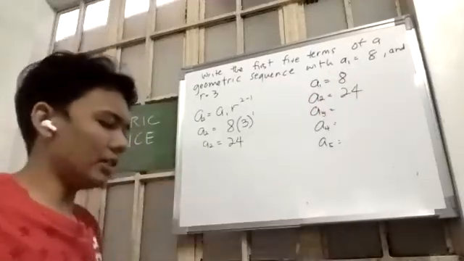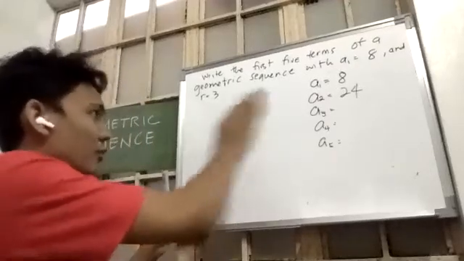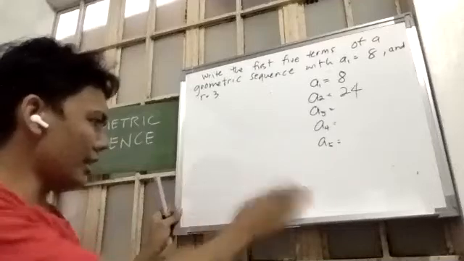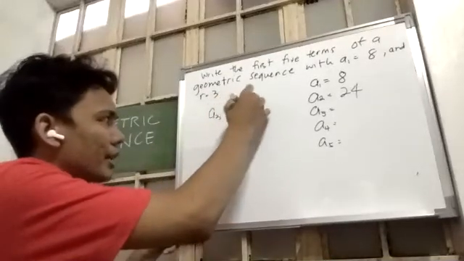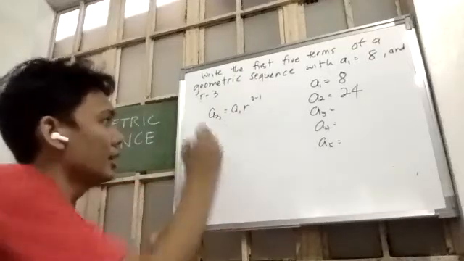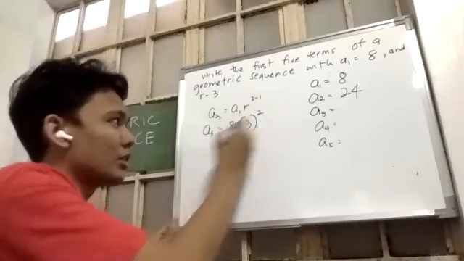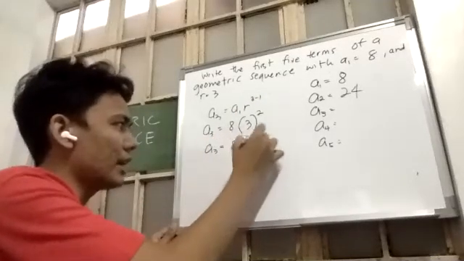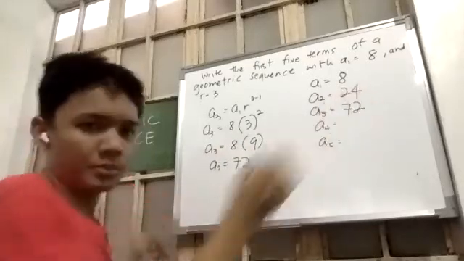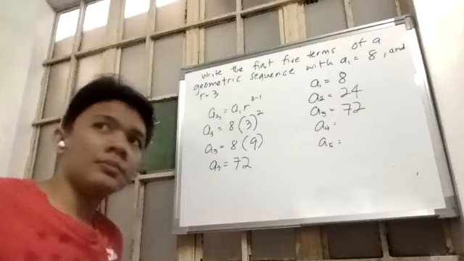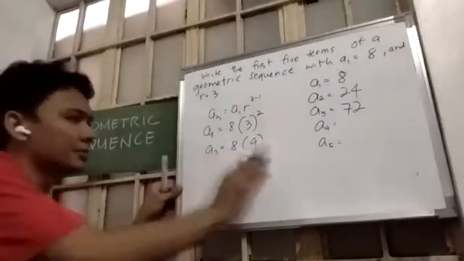Next, hanapin natin yung ating a sub 3. So, we use the same formula. Papalitan lang natin yung n. I have a sub 3 is equal to a sub 1 r raised to 3 minus 1. Ang aking a sub 3 is equal to 8 times 3 raised to 3 minus 1 is 2. So, a sub 3 is equal to 8 times 9. A sub 3 is equal to 72. Ayan siya. Next, hanapin natin si a sub 4.